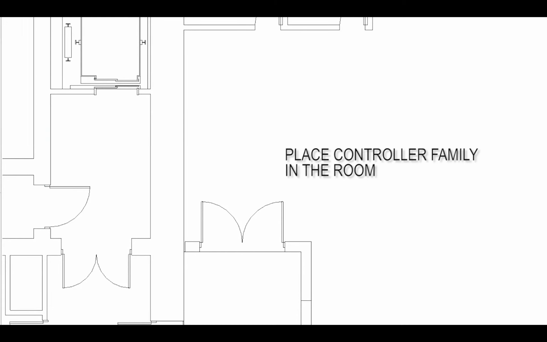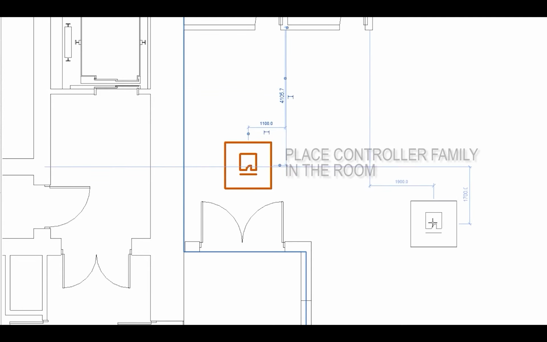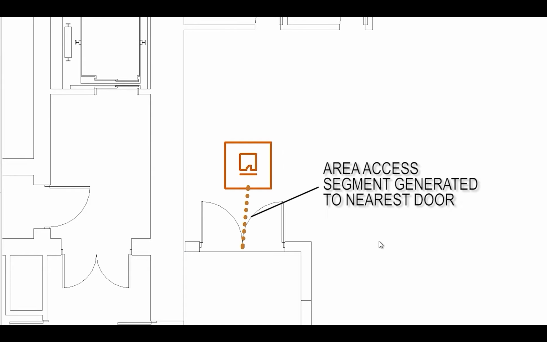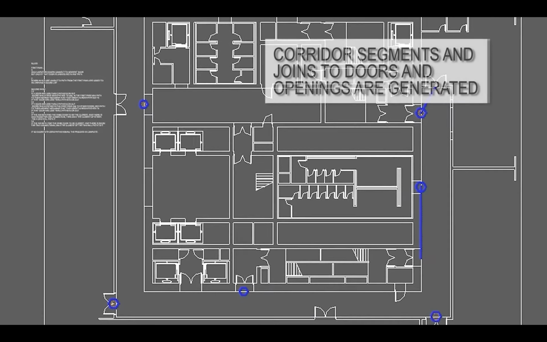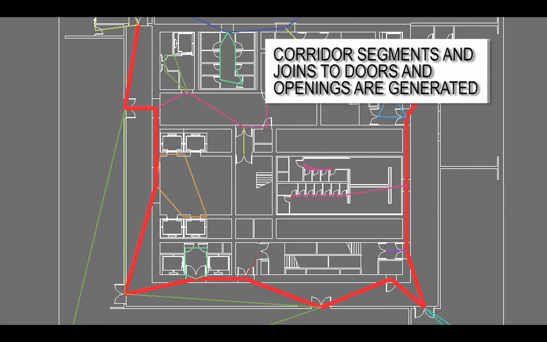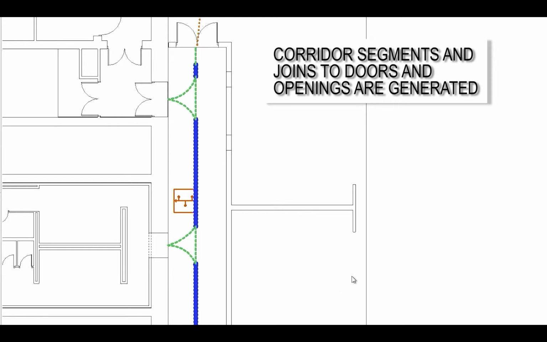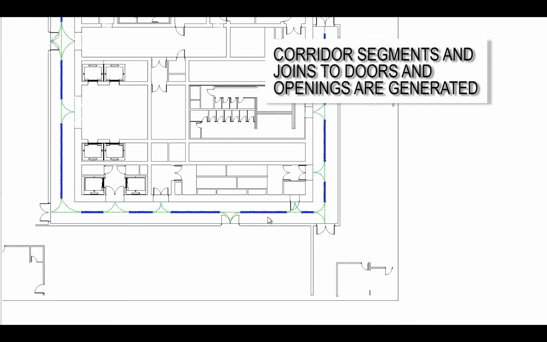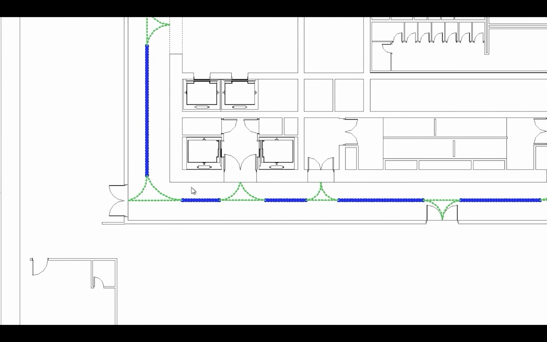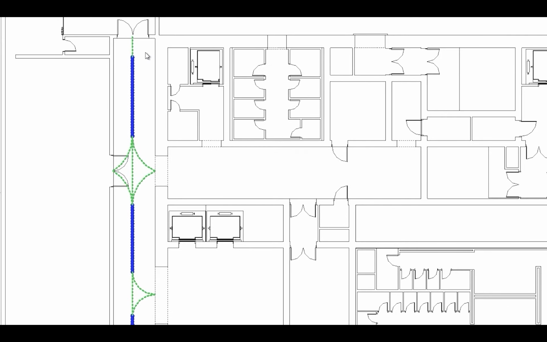For ordinary rooms, you place a room controller family within the boundaries of the room. This tells the add-in to sample and categorize the room in order to model it as a mobility simulator area, and the add-in will create a segment between it and the nearest door for typical cases. Next, we're going to create a corridor using another type of the controller family. This is where things get exciting. Segments and joins are the backbone of a mobility simulation model, and our algorithm generates these segments from corridors, doors, and openings. Infraworks Mobility Simulator understands these blue segments as channels and green joins as courses.